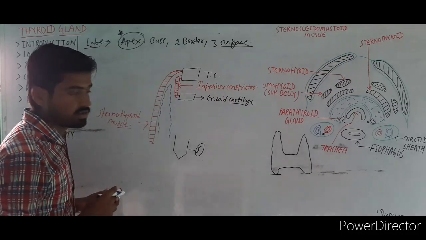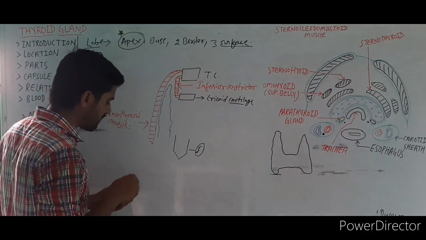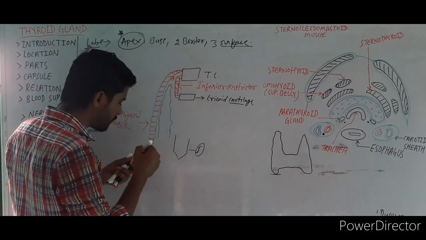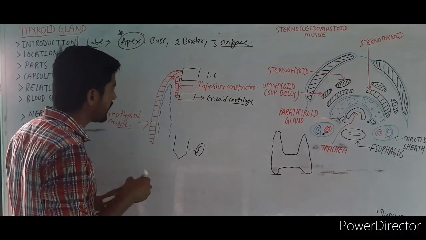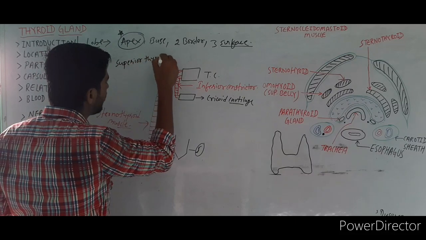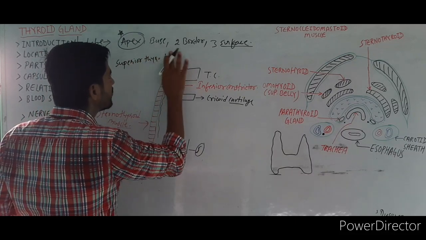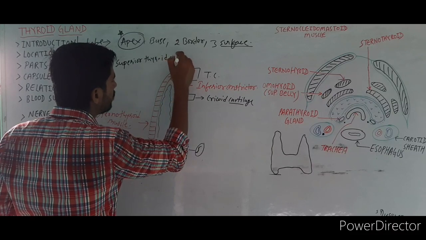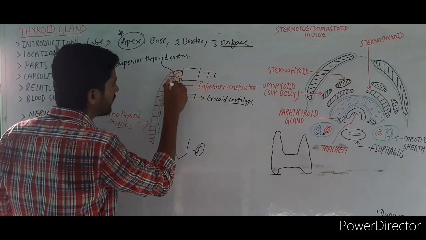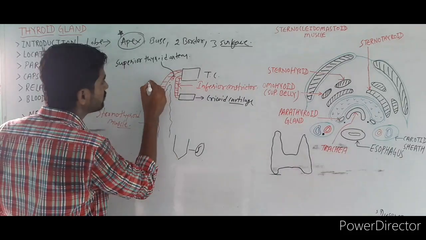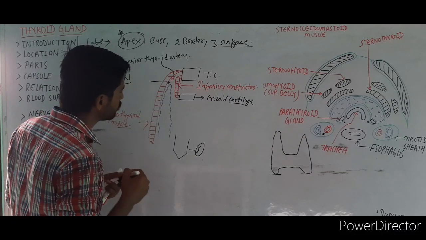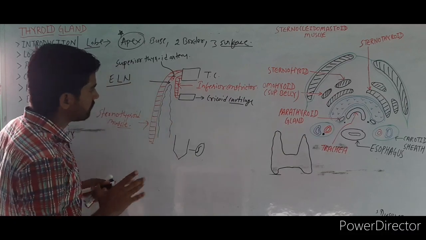This is the apex. And here is one artery. The name of that artery is the superior thyroid artery. I showed it here. Now, here is one nerve. That nerve is called the external laryngeal nerve. So, what is the relation of this apex?